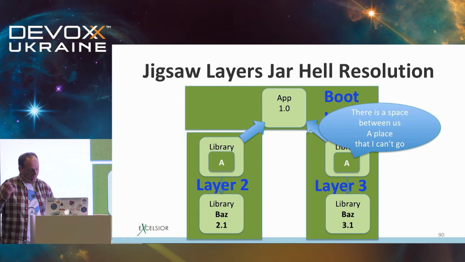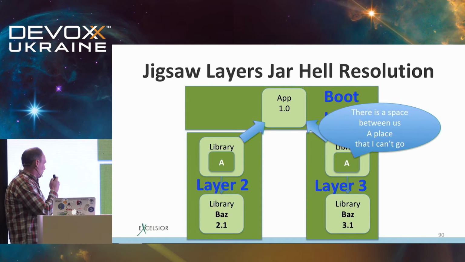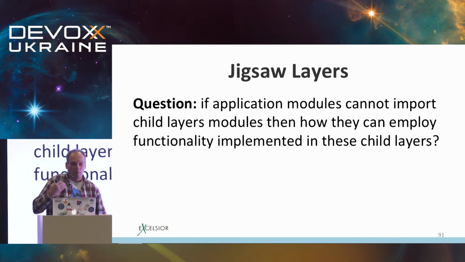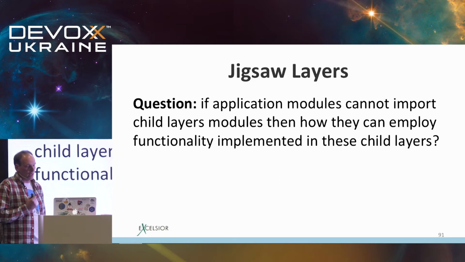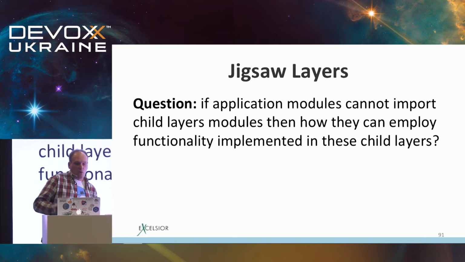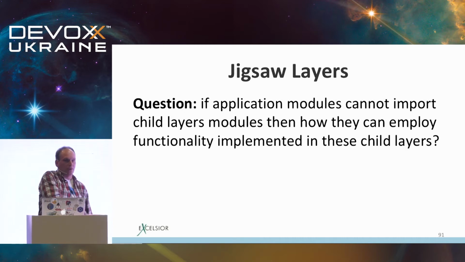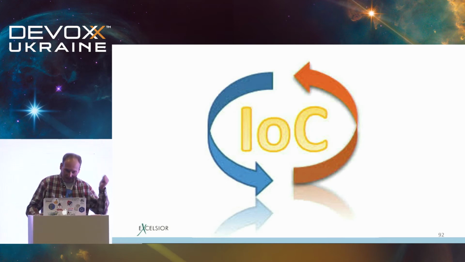Okay, let's go further. So looking at this picture one more time, we can come to a question. If application modules cannot import child modules, then how can they employ functionality implemented in these child layers? And this can be rescued by the well-known pattern called inversion of control. Who knows the inversion of control pattern here? Everyone knows. That's great.